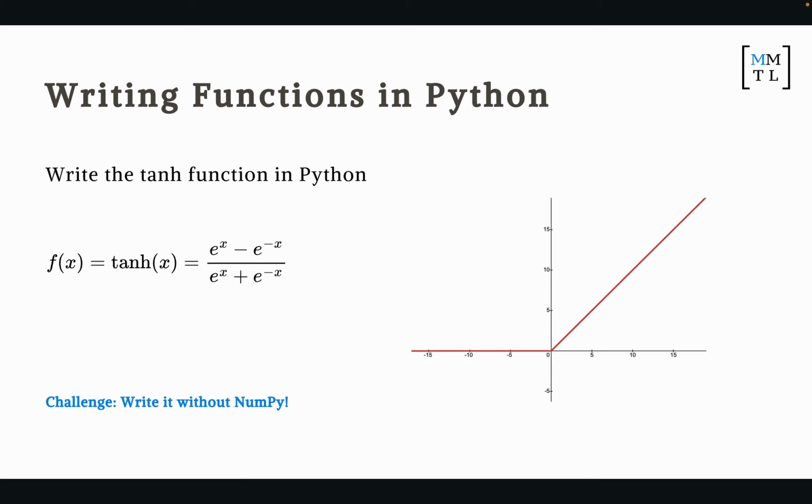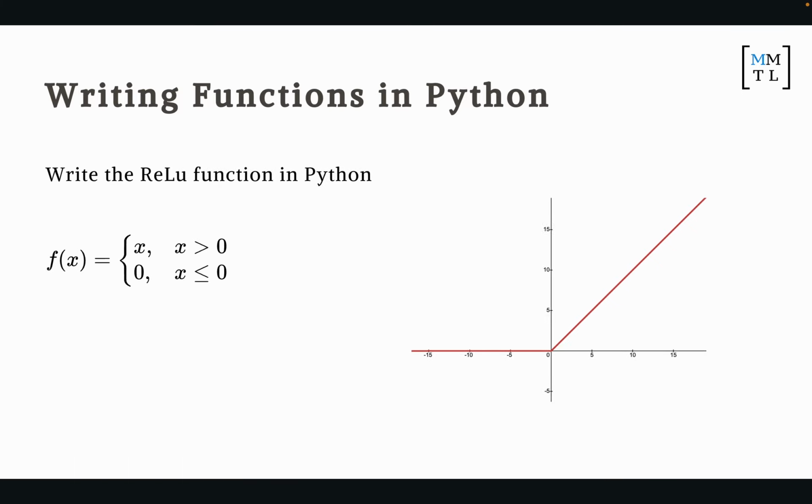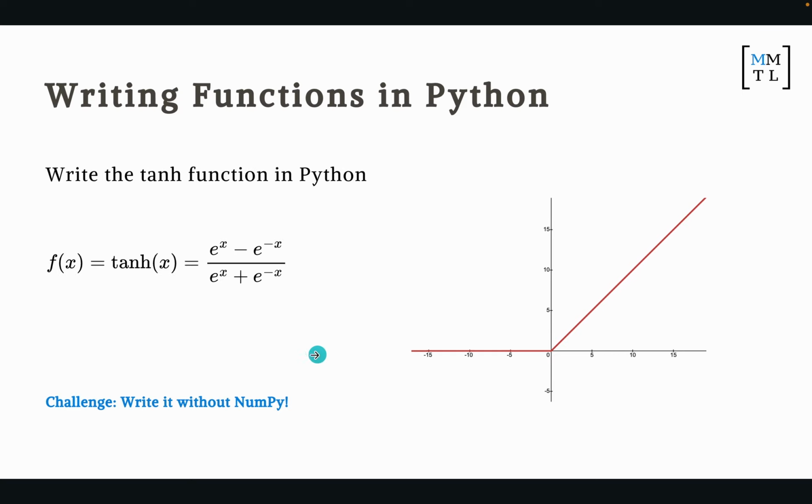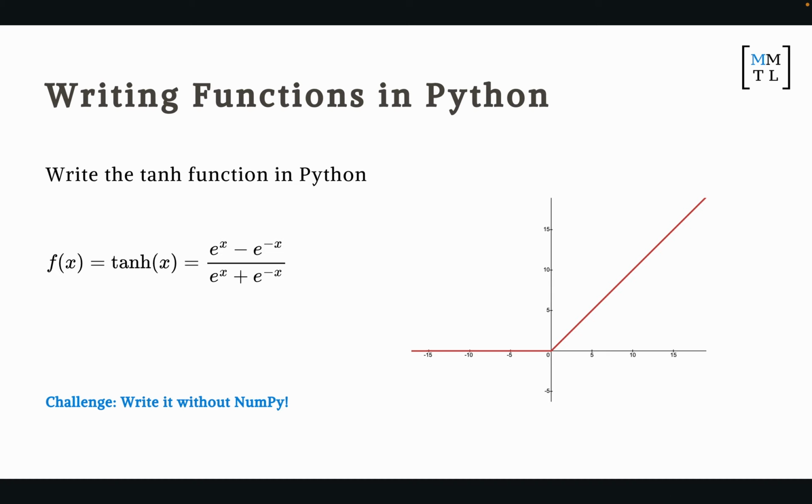Okay. The tanh function. The first part is to do the tanh function normally, using the formula. And the second is to try to do it, oh, this is not the graph of the tanh function, by the way. It looks a lot more like this sigmoid. And the second way is to try to do it without NumPy, yeah. And then try to do it with NumPy as well.